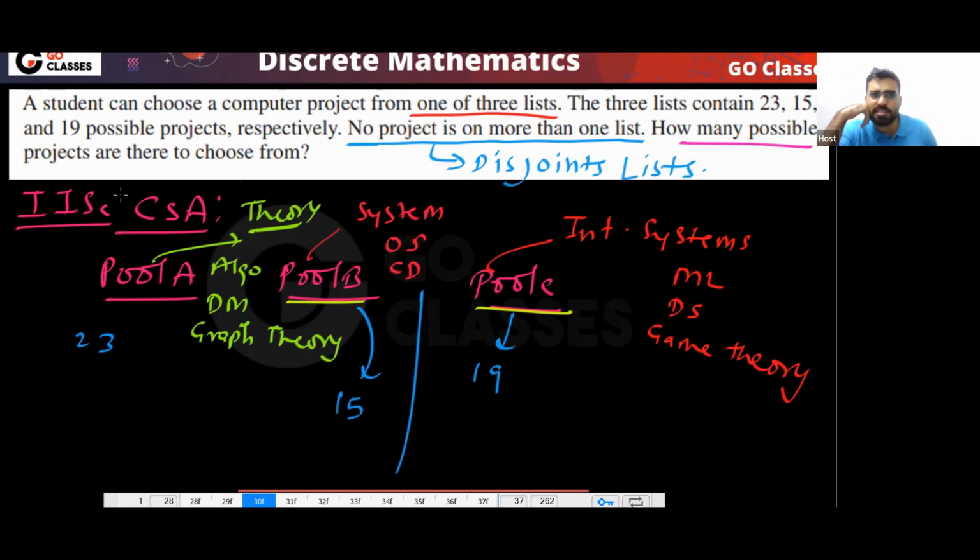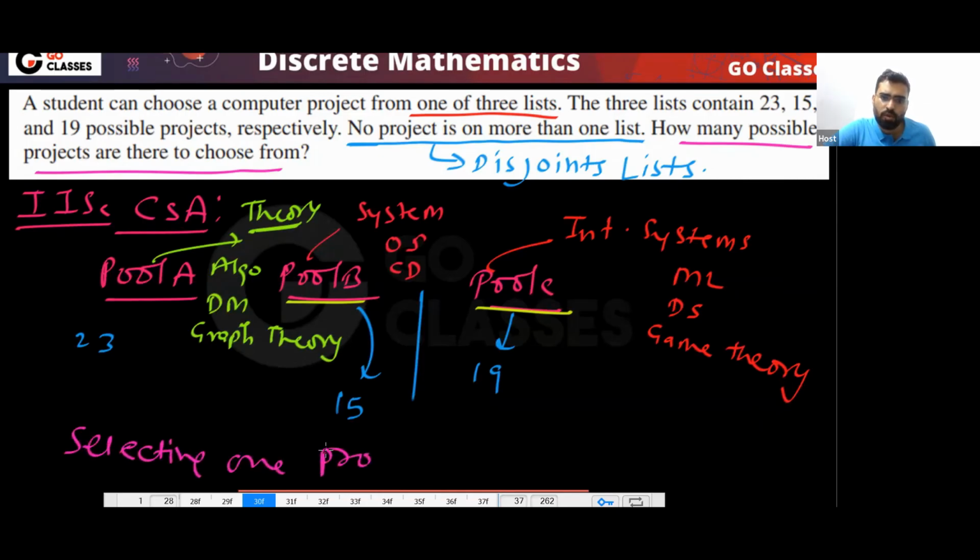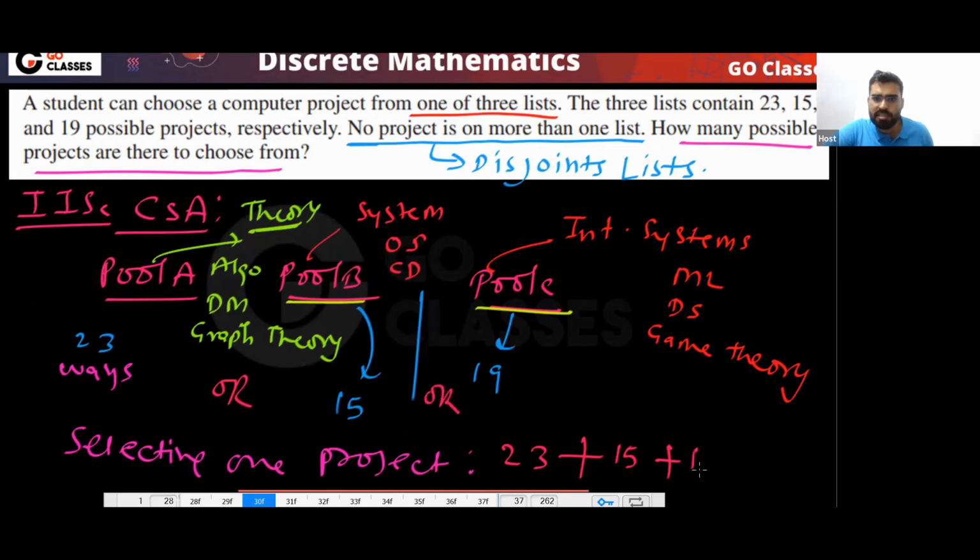So finally, how many ways are there for you to select one project? That will be the summation. Selecting one project, you can either select from the theory pool, so there are 23 ways, or you can select from systems, like operating systems, compiler design, or computer organization, so there are 15 ways. Or you can select from the intelligent systems pool. So these many choices you have, and this will be your answer.